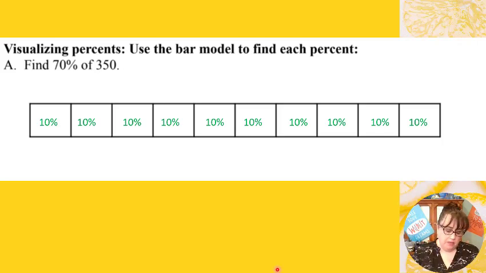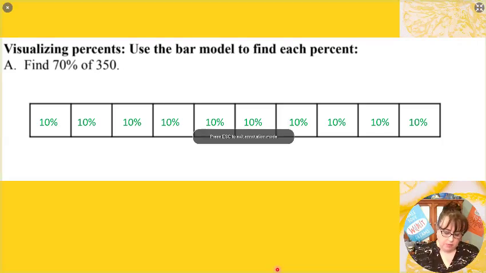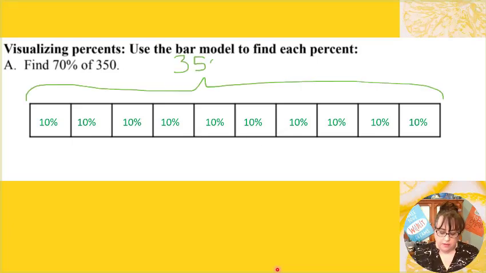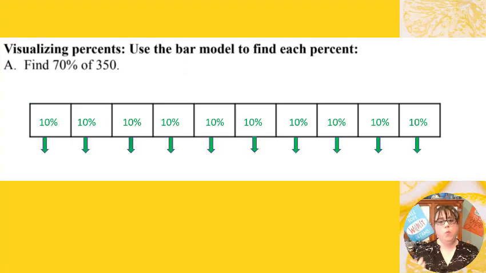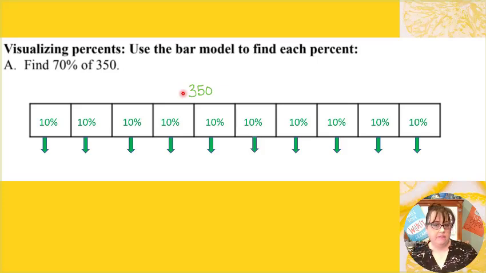So if the whole thing is 100%, that would mean that this whole thing right here is worth 350. So what would that tell us if the entire thing is worth 350? How much would each one of those 10% boxes be worth? Well, if there's 10 of them, and I divide 350 by 10, I end up with 35. So then I know that each box is worth 35.